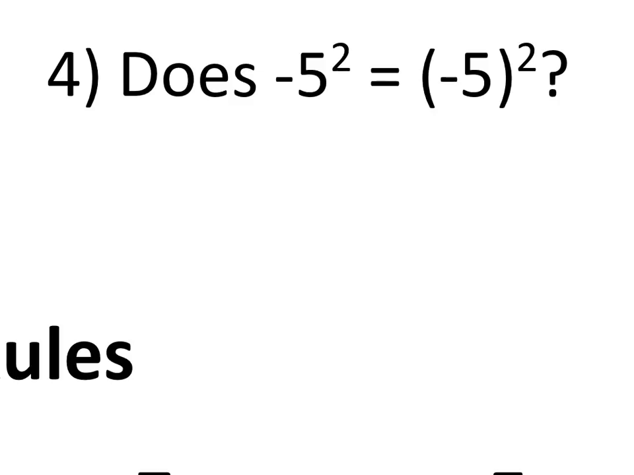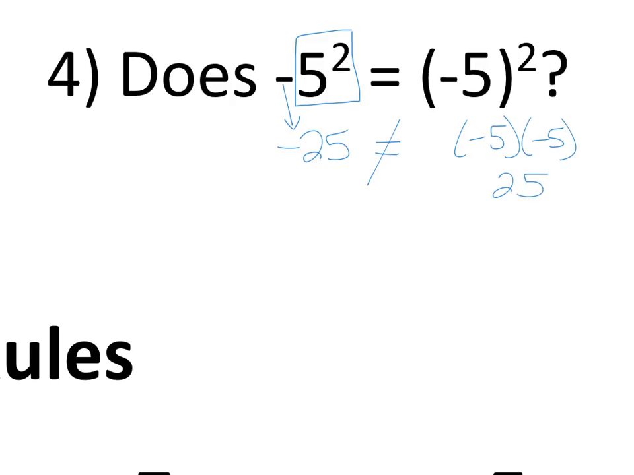When I'm looking at this first one here, this is saying square the 5 only. If it is not in parentheses, you're not multiplying negative 5 times negative 5 like this one says. You're actually just going to square the 5 and get 25, and then drop down your negative. So your answer here is negative 25. That will not equal this one, which is saying take negative 5 times negative 5, which is positive 25.